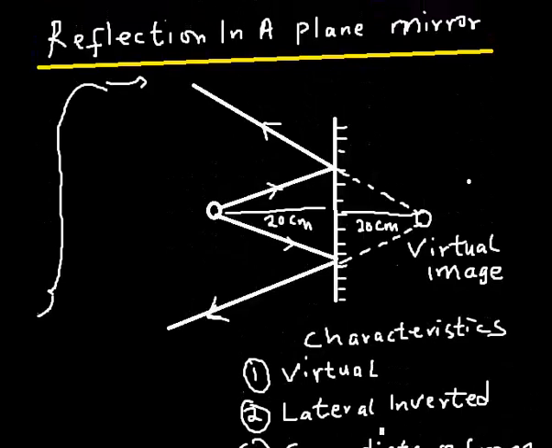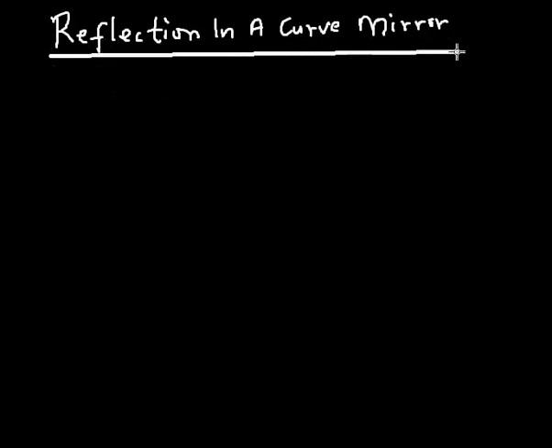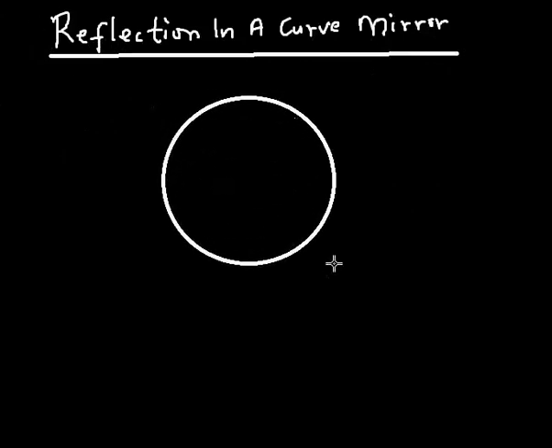So now we are going to extend it to reflection in a curved mirror. Let's look at what a curved mirror is and how it is constructed. A curved mirror is a mirror whose reflecting surface is curved, and it is simply made from part of a sphere.